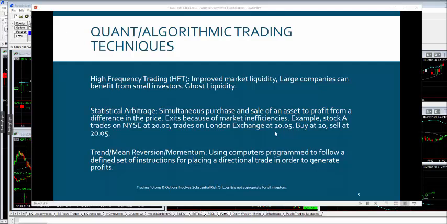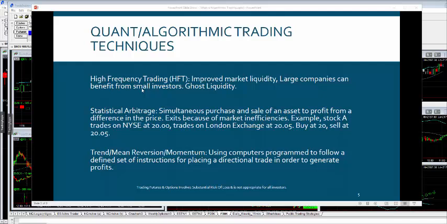Okay, so we've kind of talked about technical analysis versus fundamental. I'm going to go kind of a layer deeper into technical analysis. So within technical analysis, you have what's called quant or algorithmic trading, and we obviously are an algorithmic trading third-party developer company. There are different kinds of quant/algorithmic trading, though. There's high-frequency trading, there's statistical arbitrage, and then trend, mean reversion, momentum trading.